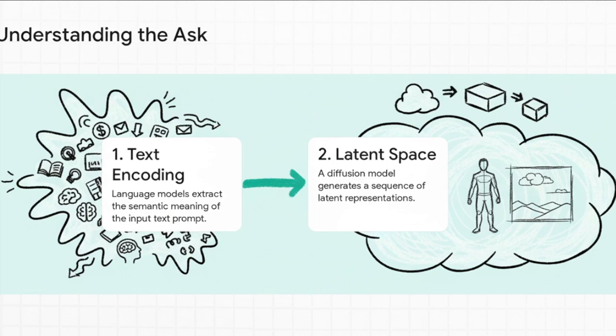All right, so step one is all about understanding what you actually want. The AI reads your prompt, that's the text encoding part, to get the real meaning behind your words. Then, in step two, it creates a kind of conceptual blueprint for the video. This blueprint exists in a weird, abstract place called latent space. It's basically the AI's rough sketch of the idea before it picks up its chisel.